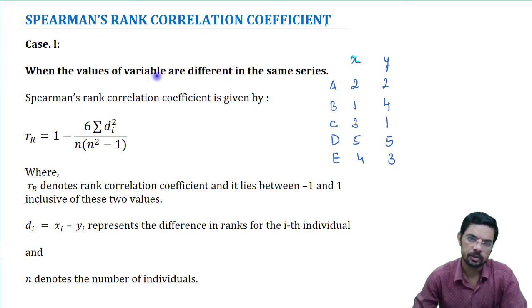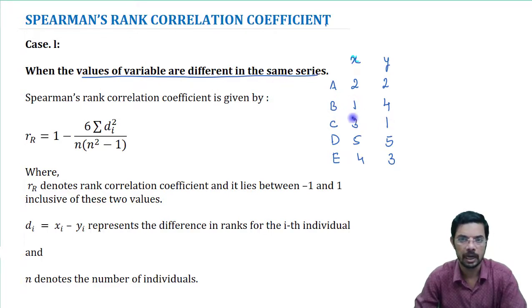Here we observe that the ranks given to each variable are different. The rank given to A is different from the rank given to B, C, D or E. Likewise, in the same series there is no tie in any rank. For example, no rank is repeating more than once. So that is what we mean by the values of the variable being different in the same series. No two people have the same rank assigned by the same judge.